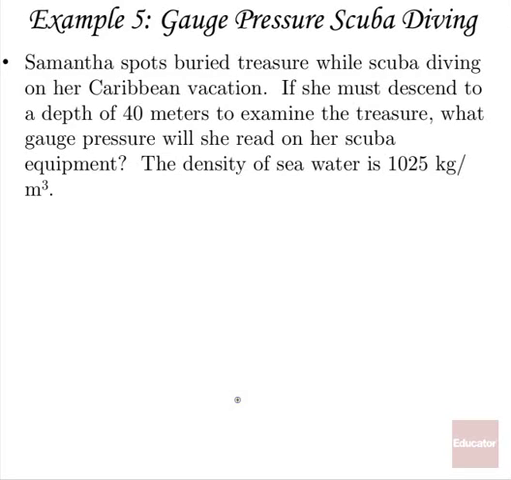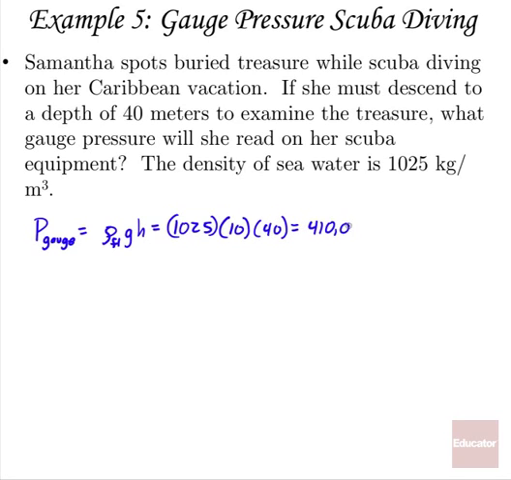Let's take an example of gauge pressure. Samantha spots buried treasure while scuba diving on her Caribbean vacation. If she must descend to a depth of 40 meters to examine the treasure, what gauge pressure will she read on her scuba equipment? The density of seawater is 1025 kilograms per meter cubed. Well, we want gauge pressure, so that's going to be rho fluid gh, or 1025 kilograms per cubic meter times g, 10 meters per second squared, times her depth of 40 meters, or about 410,000 pascals.